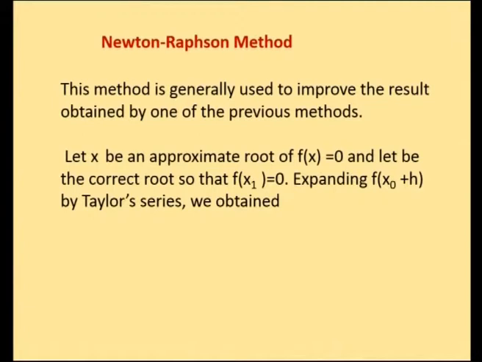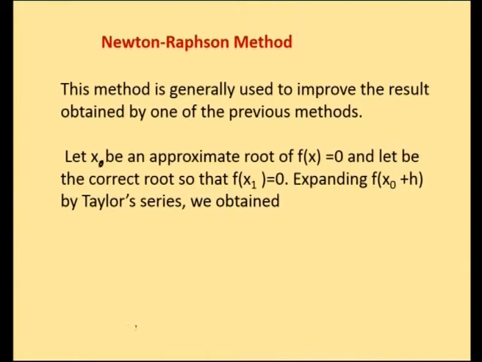Among all the methods, this particular Newton-Raphson method is considered to be better because its rate of convergence is faster, because we get the answer very quickly and the number of iterations is also less. So, this method is generally used to improve the result obtained by one of the previous methods.